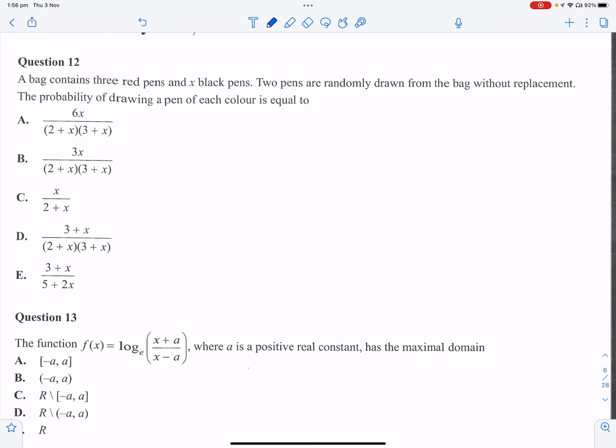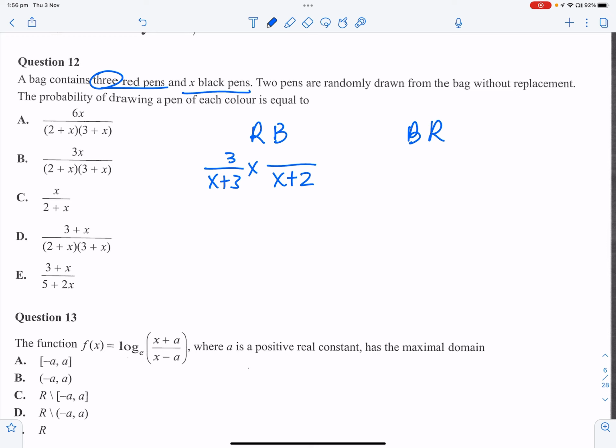Okay, a bag has 3 red pens and x black pens. 2 pens are randomly drawn from the bag. I'm probably drawing a pen of each color, which is 3 red pens, x black pens. So I could go red, black, or black, red. Red, we've got a 3 on x plus 3. And then black, we know we've taken 1 pen out, so it's going to be x plus 2.